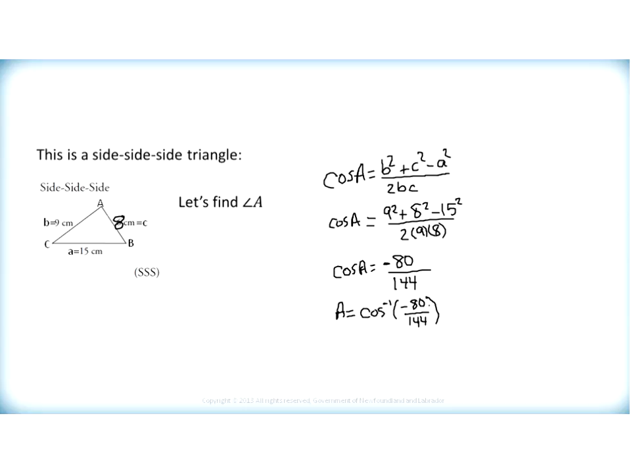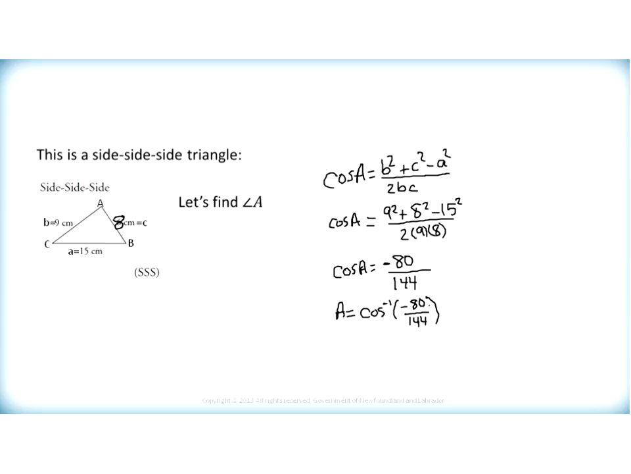And on my calculator, I'm going to clear that out. I'm going to type in -80. Oops, sorry, wrong button. Go back. Start over again. -80. The plus minus button is the negative button on this calculator. So -80 divided by 144 gives me this ratio here.